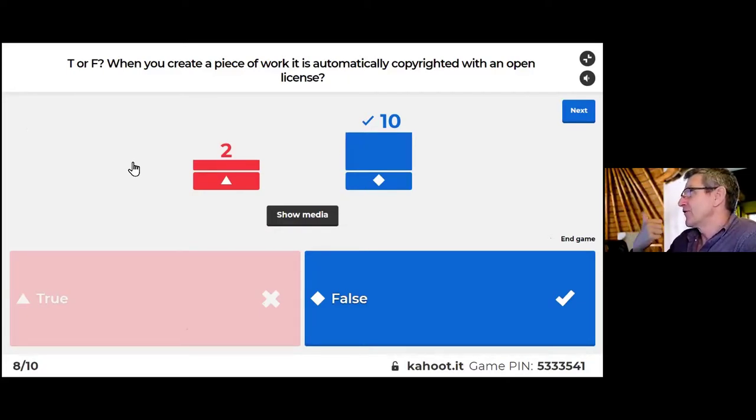If you want an open license, you have to put the open license on yourself. There is no default legislation. So you have to come up with that.